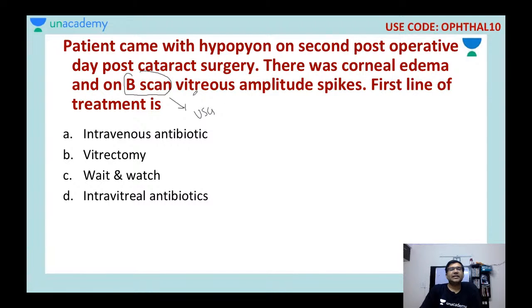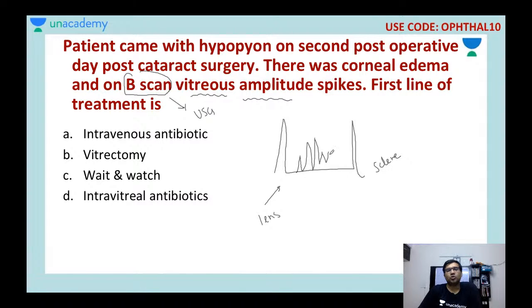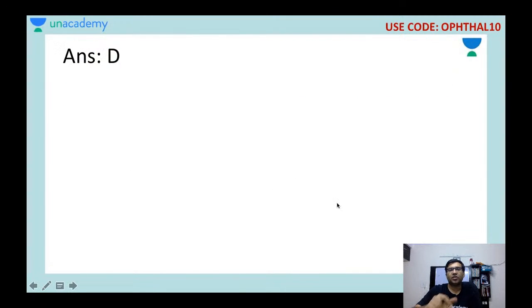Okay, and here the patient has vitreous amplitude spikes. Normally the spikes are like this. The spike is for the lens and the sclera. If you have vitreous opacities, they can also produce mild and moderate amplitude spikes. They are characteristic of vitreous hemorrhage or endophthalmitis. So the first thing is the patient is suffering from endophthalmitis.